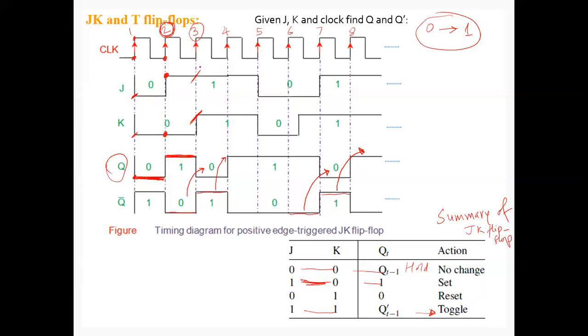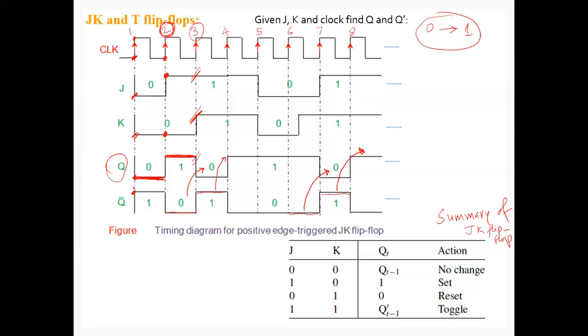So where are we? We are right here, right? To understand toggle, let's do the Q bar, because toggle comes from where? See? From the bar side, right? That's why you have to understand Q bar. So in the Q bar, when J equals 0, K equals 0.